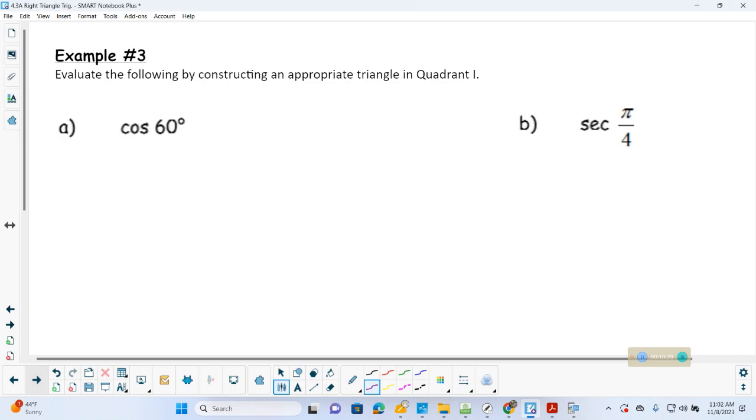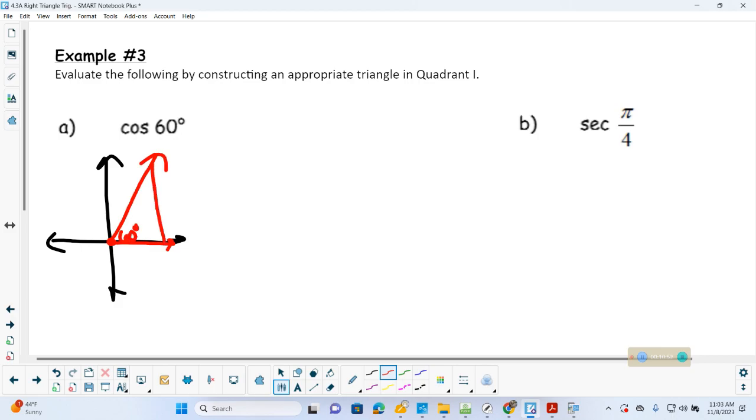Evaluate the following by constructing an appropriate triangle. Is this anything new? Cos of 60? Haven't we been doing that for like the past however many days? So let's draw our 60 degrees. Quadrant 1. Again, I'm just going to ballpark 60 degrees here. I know that looks good. I'm going to make my right triangle always with the x-axis, and we're going to label our sides accordingly.